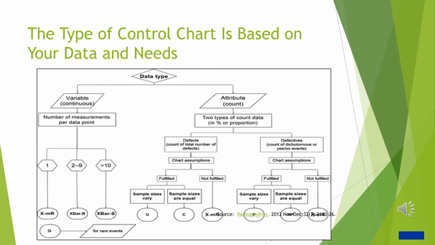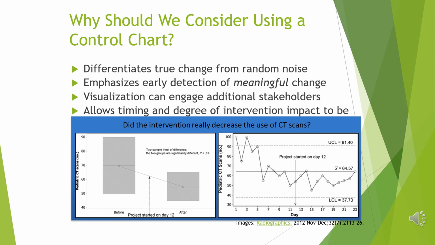There are a lot of different types of control charts. We're just going to work on the one type, for variable and continuous data. But there are a whole lot out there. It depends on what kind of data you have. So why would we use these things? Well, you can see if there's really true change or random noise.